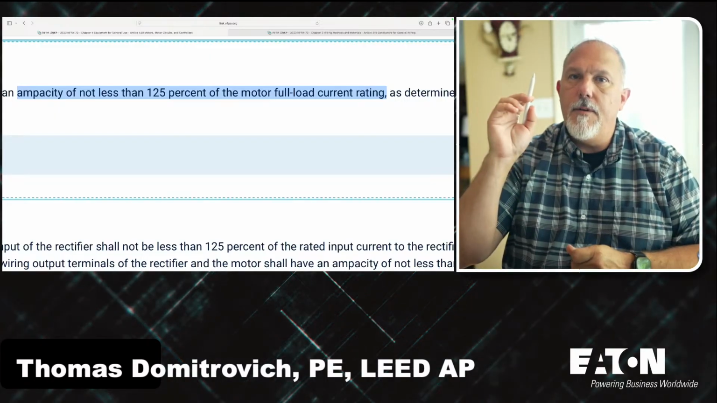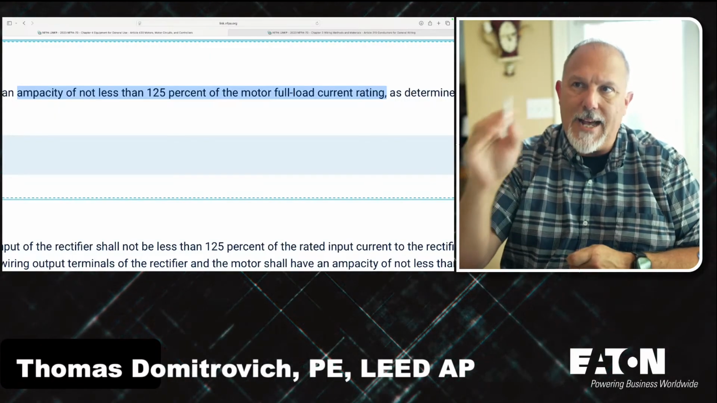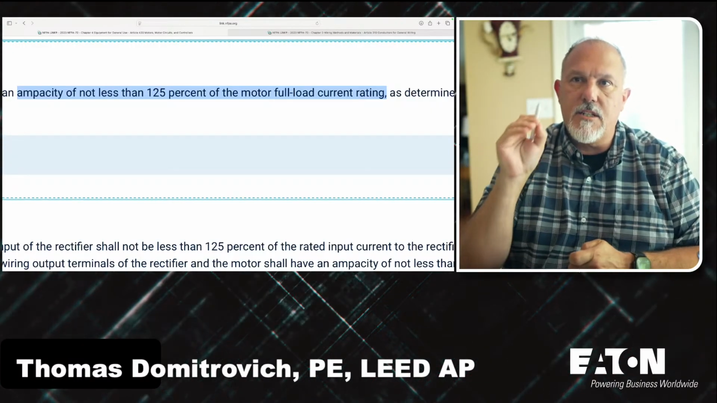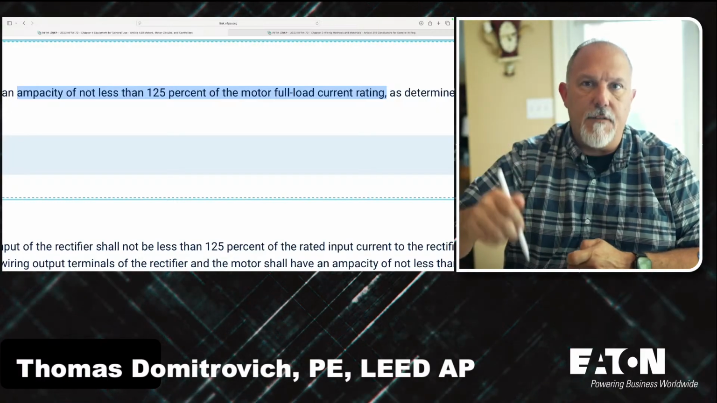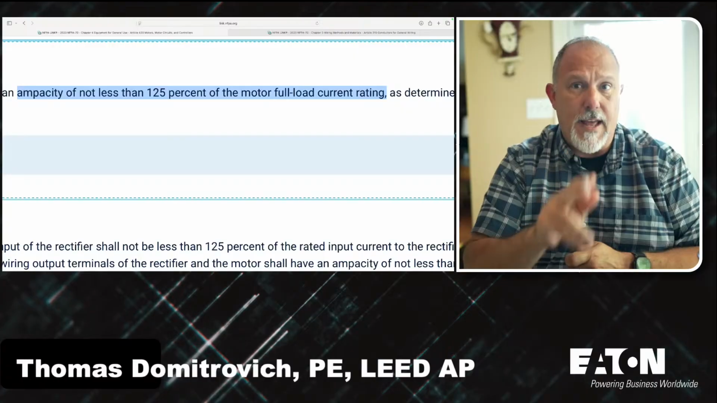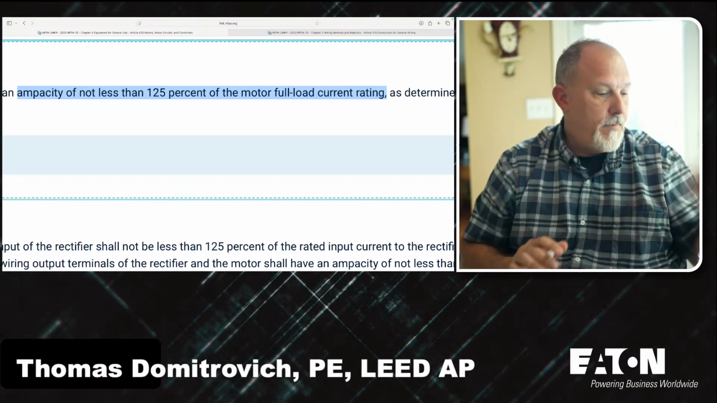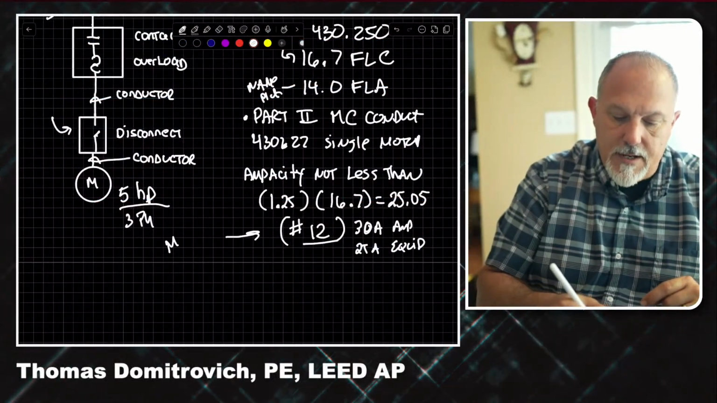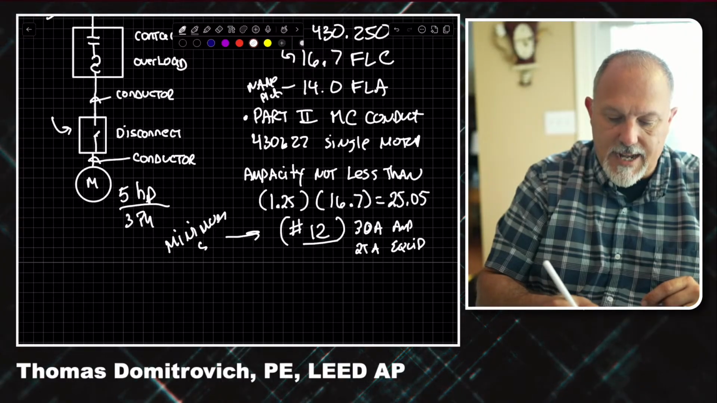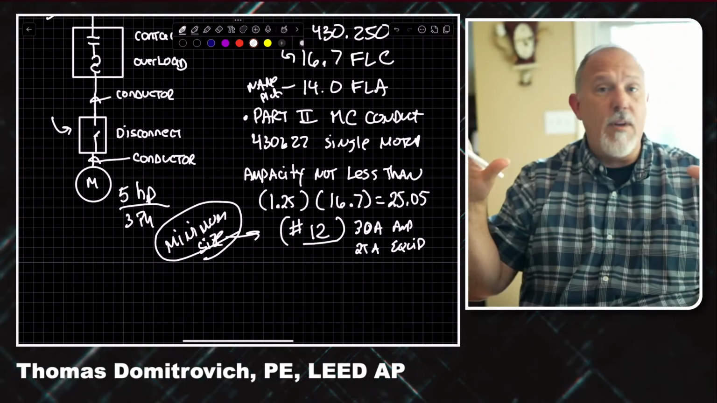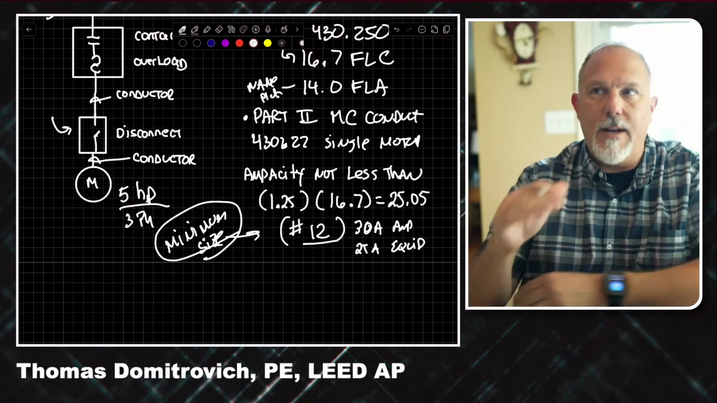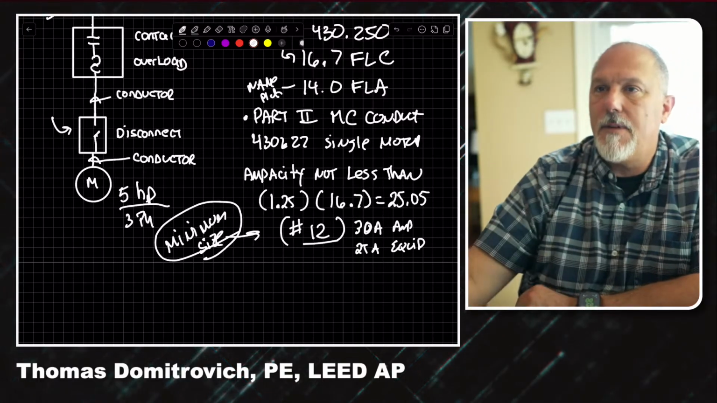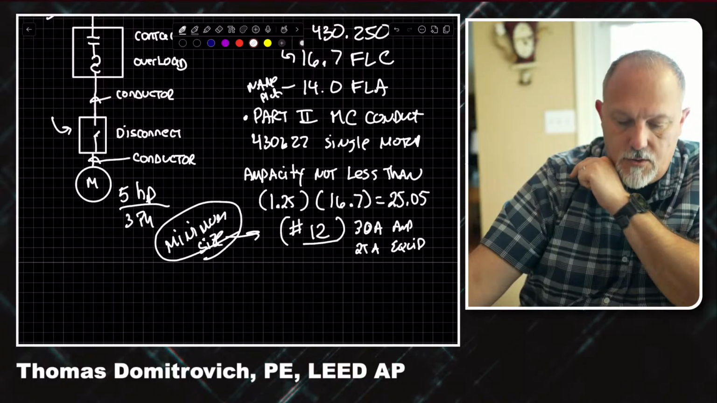But what this language says is that the ampacity can't be less than 125% of the motor full load current. This is not telling you that that's the size of the conductor you can use. We haven't determined that yet. All we've determined in this journey is that this is the minimum size. We haven't determined the actual size. Right now in our minds, we're using a number 12. We may not end up there. I'm glad we had that discussion. So, 430.22.